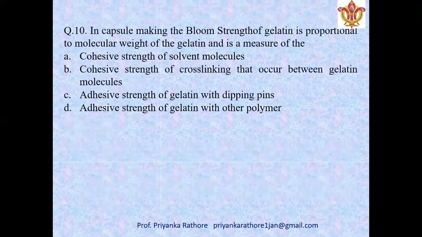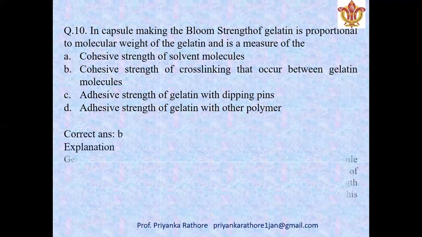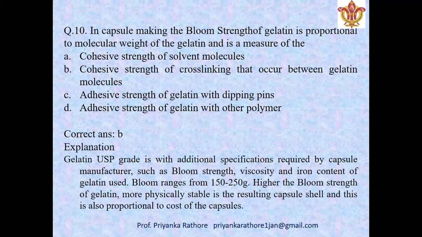Moving to the next last question of this video. In capsule making, the bloom strength of gelatin is proportional to molecular weight of the gelatin, and it is a measure of: option A, cohesive strength of solvent molecule. Option B, cohesive strength of cross-linking that occur between gelatin molecules. Option C, adhesive strength of gelatin with dipping pins. Option D, adhesive strength of gelatin with other polymer. So the right answer is B, that is the cohesive strength of cross-linking that occur between gelatin molecules.